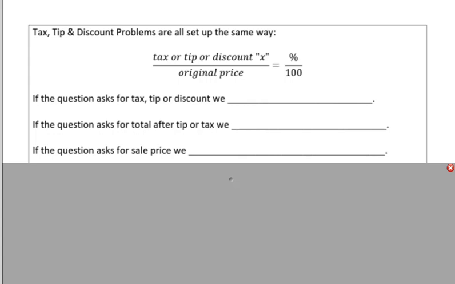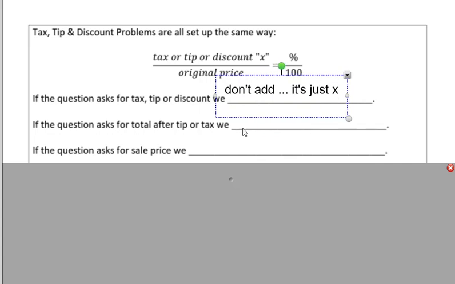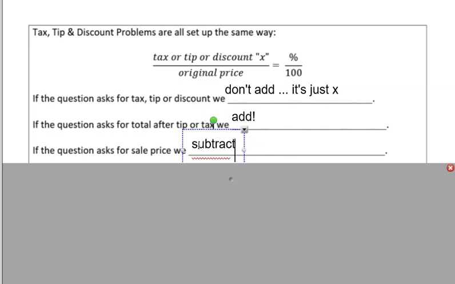And the last section of this is tax, tip, and discount problems. We always set them up this way: percent over 100, your tax or your tip or your discount, the X usually, over the original price. So as a reminder, if the question asks for tax, tip, or discount, we don't add. It's just X. If the question asks for the total after tax or tip, we add. And if the question asks for the sale price, we have to subtract. So those are some key words to keep in mind. So tax, tip, and discount, we don't do anything.